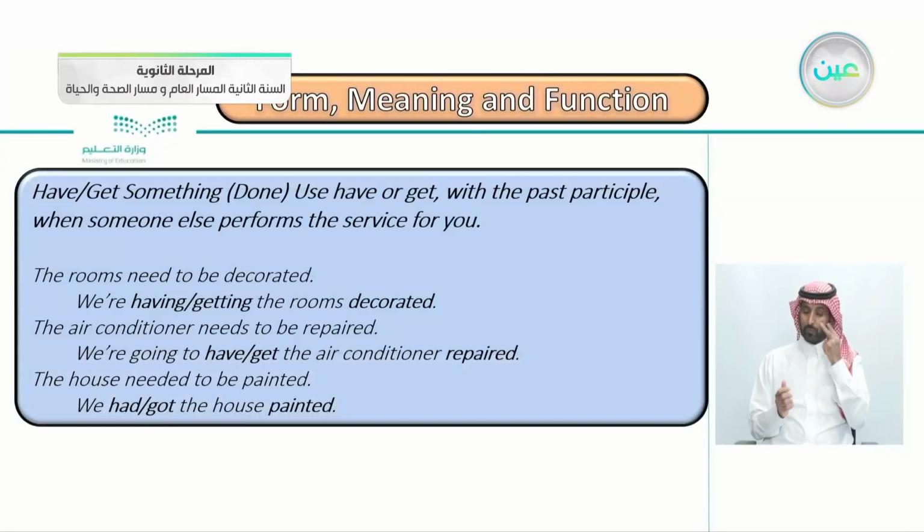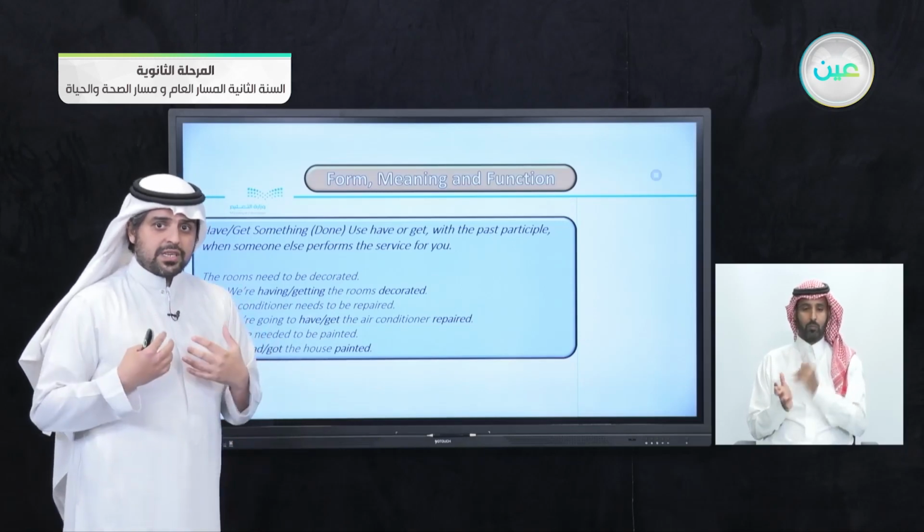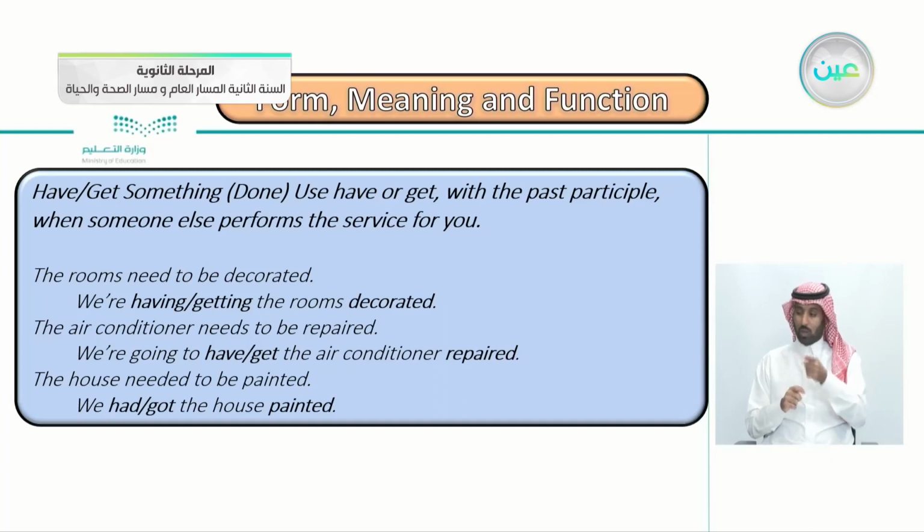The second part here, have, get something done. Use have or get with past participle when someone else performs the service for you. We use this form when someone else is performing the service for you, not you fixing the car, someone else is fixing. The rooms need to be decorated. So you say, we're having or getting, you can choose either. We're having the rooms decorated, which means someone else is decorating the room.